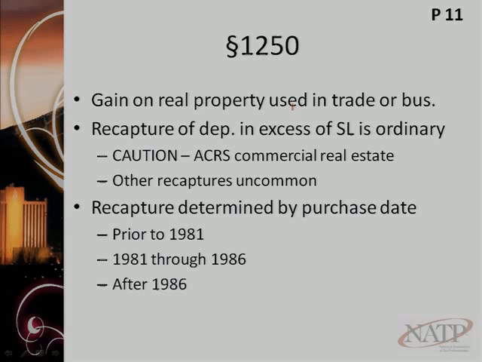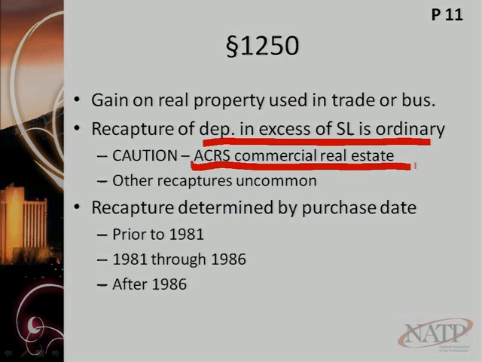On page 11, 1250 property says gain on real property used in trade or business. Recapture of depreciation is the excess of accelerated over straight line, or over ordinary, except for ACRS commercial property. And I'll cover that a little bit later in this slide.